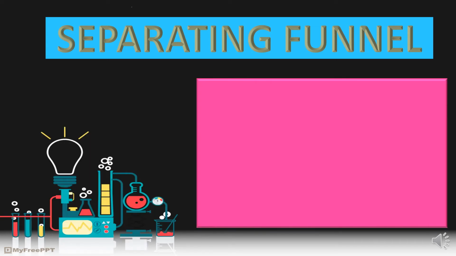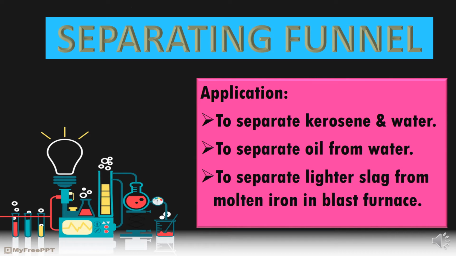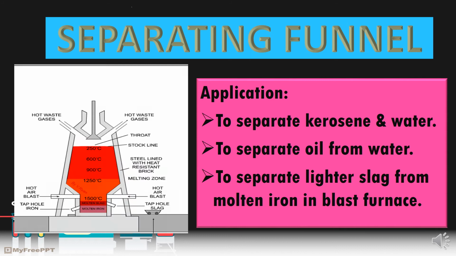Applications of separating funnels. The uses of the separating funnel are to separate kerosene and water, to separate any type of oil from water, and to separate lighter slag from molten iron in a blast furnace. As you can see here, the blast furnace is a metallurgical device in which we are extracting iron from the iron ore.